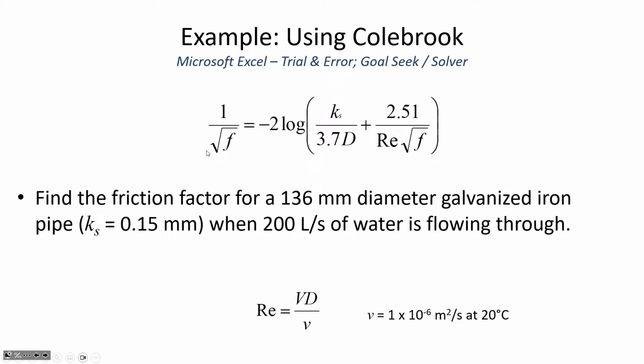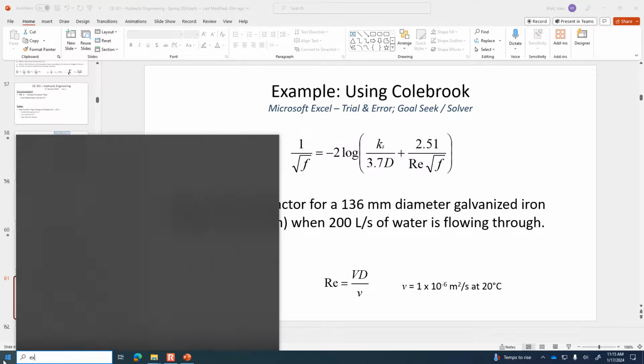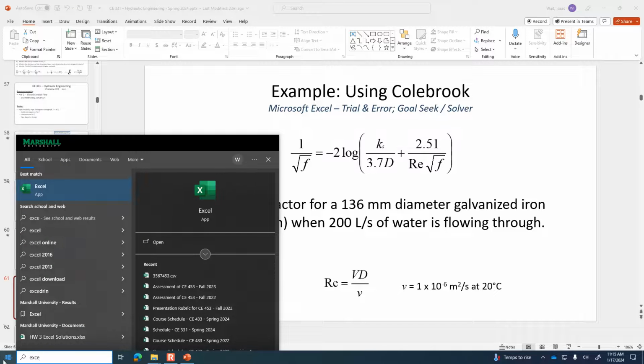It's on the left-hand side, it's on the right-hand side, and it's kind of embedded. It's embedded under a square root symbol in the denominator. On the right side, it's also inside of the logarithm. So let's see how we could use Excel to solve this one.